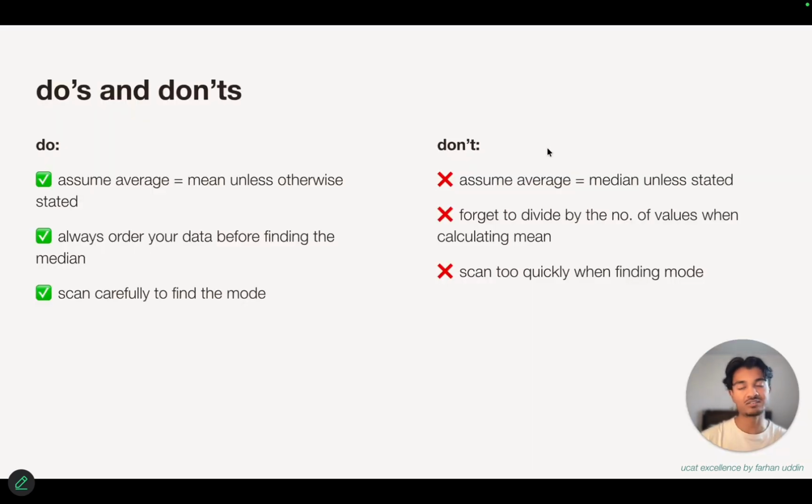So here's your do's and don'ts. Do assume average equals mean unless otherwise stated. Do always order your data before finding the median, and do scan carefully to find the mode. Don't assume average is median unless otherwise stated. Don't forget to divide by the number of values when calculating the mean, and don't scan too quickly when finding the mode. Simple as. It doesn't get too complicated.